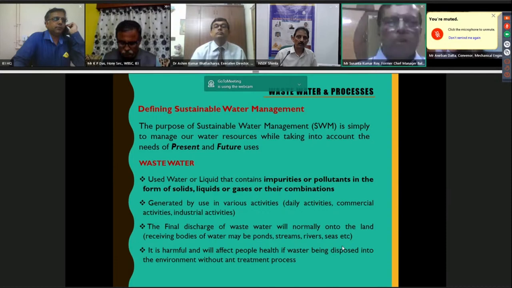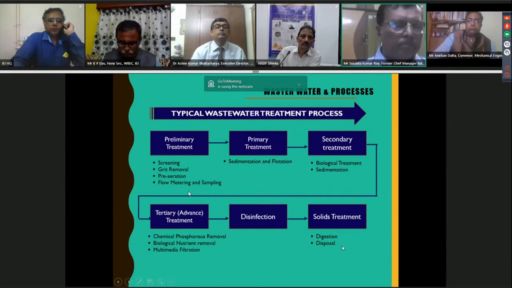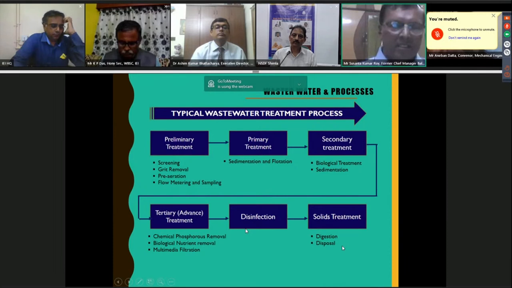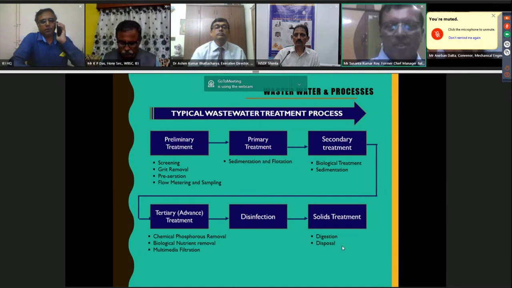This is basically the typical wastewater treatment process. At the same time, what is it generating? It is generating a lot of sludge, solid waste. What is happening to that? It mostly goes for landfilling, or it is buried in the land. So indirectly we are again harming the environment because we are spoiling the soils.